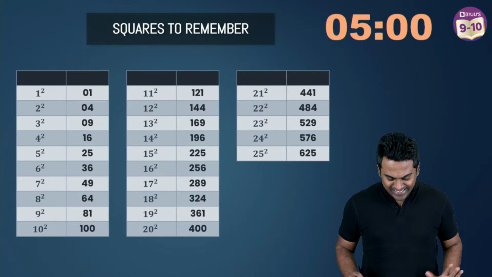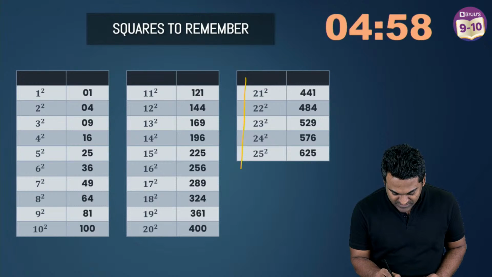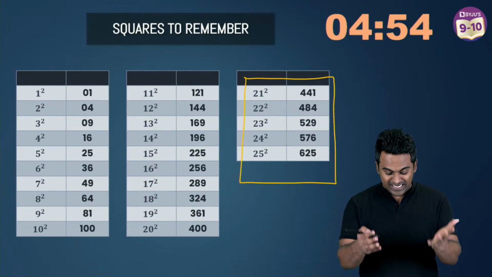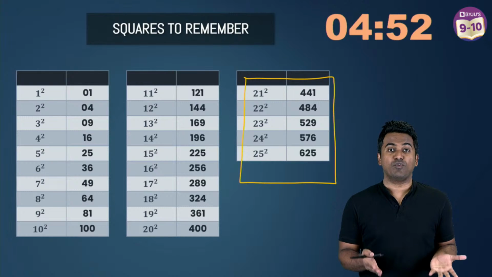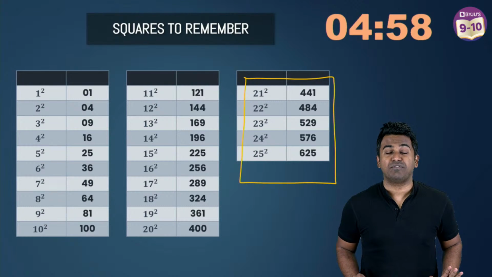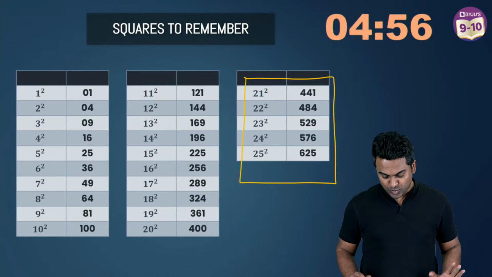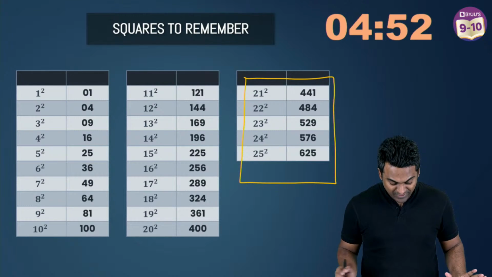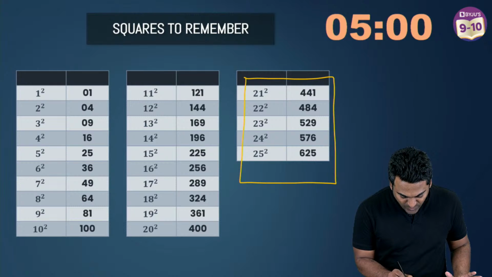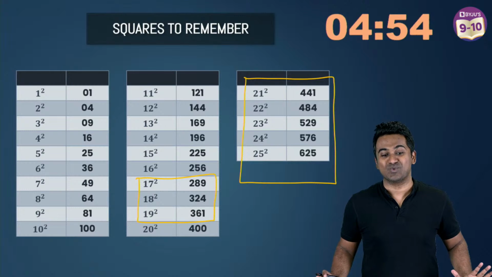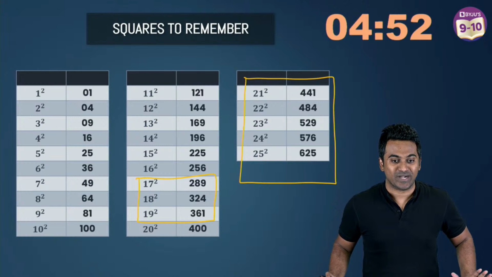All right, so let's suppose these are some squares that you may not remember, so please make sure you are writing it down. Like 21 square is going to be 441, 22 square 484, 23 square 529, 24 square 576, and lastly 25 square is going to be 625, and 19 square, 18 square, 17 square, maybe these may also be some squares that some of us do not remember, so make sure you write it down.